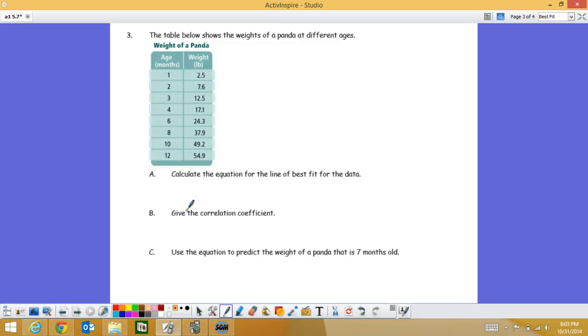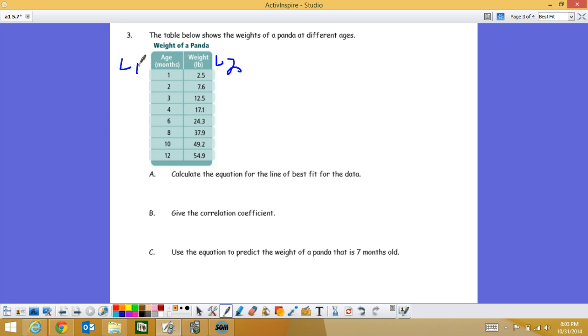And finally, in our last video, we're going to look at the table below that relates the weight of a panda at different ages. The ages are in months. Weights are in pounds. Once again, we're going to ask ourselves, what makes more sense? Does the age depend upon the weight of the panda? Or do you think the weight depends upon the age? I would say the weight depends upon the age, which makes the weight the dependent variable, which would go in list 2. And the age would then be the independent variable, which goes into list 1.